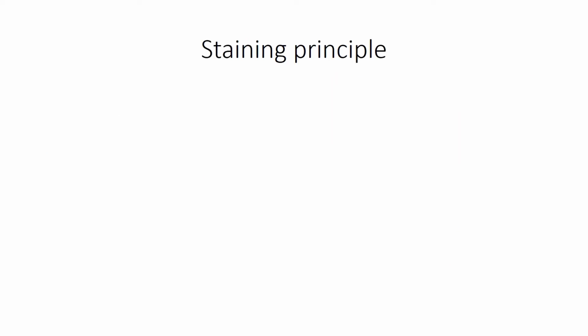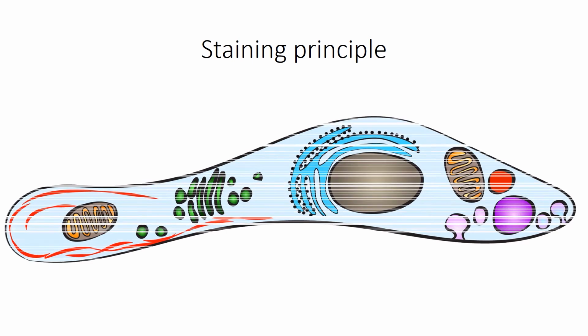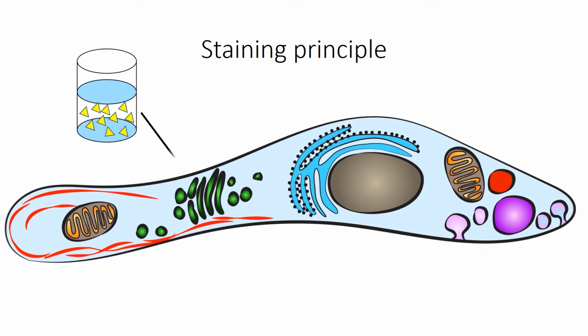In general, a live eukaryotic cell is cultured in the presence of a live dye, which is transported into the cell to then bind specifically to the structures of interest, in our case the mitochondria. Such a staining would allow live imaging of mitochondrial localization during cell migration, for example.